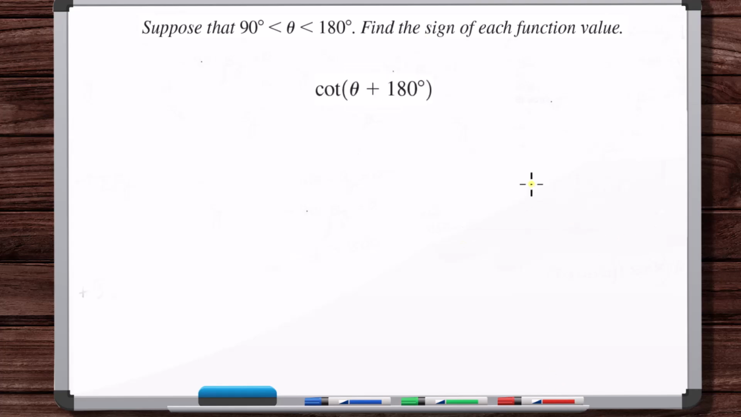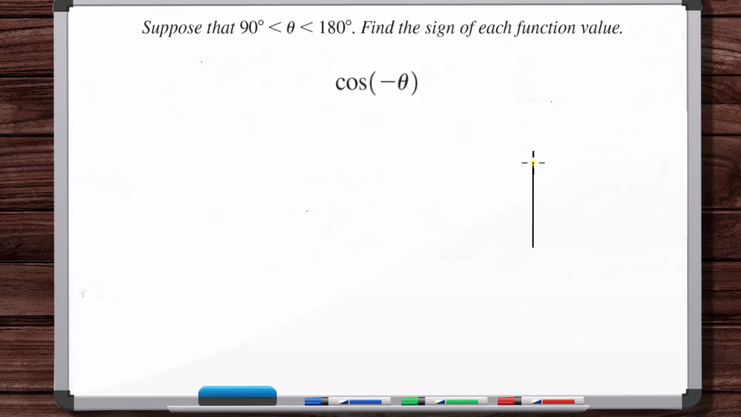Okay, theta plus 180. Theta is between 90 and 180. If you add 180 to 180, you get 360. If you add 180 to 90, you get 270. But it's between 90 and 180, not equal to, so it's going to be in the fourth quadrant. It's not going to be a quadrantal angle. So in the fourth quadrant, what's cotangent? Cotangent is adjacent over opposite, but we're going to have a positive x and a negative y, so this is going to be negative. Cotangent and tangent, well, reciprocals are always the same sign anyway.